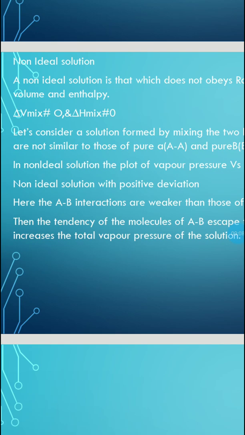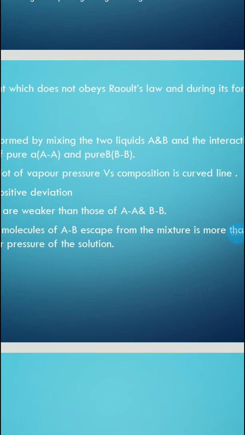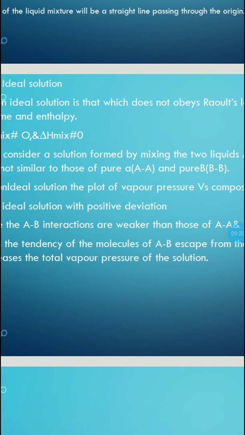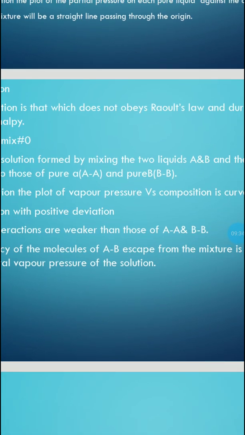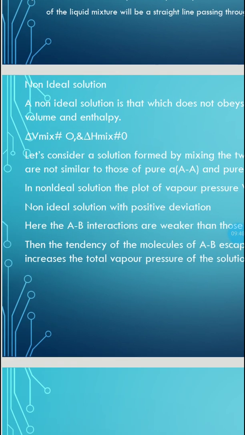Coming to the first case, non-ideal solution with positive deviation. Here, the AB interactions are weaker than those of AA and BB. My dear students, weaker means which can be easily volatilized, that means easily vaporized. Suppose you take ethyl alcohol as one component and water as another component. After mixing, that mixture can vaporize more easily when compared to pure water and alcohol. Such types of solutions are called non-ideal solutions with positive deviation.